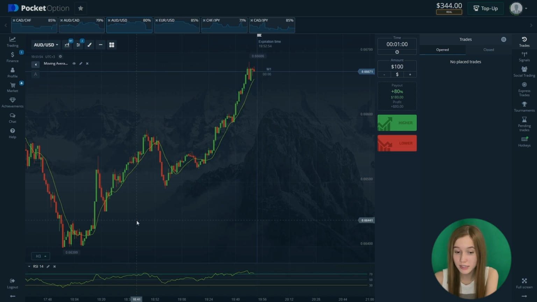We increased our balance. We have $344 and we started with $100.